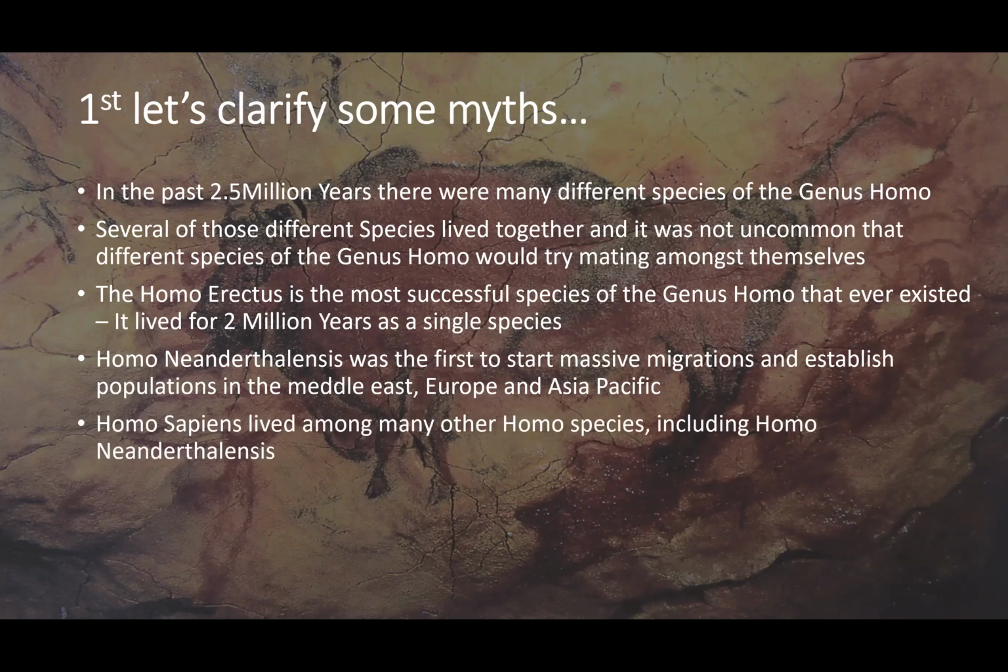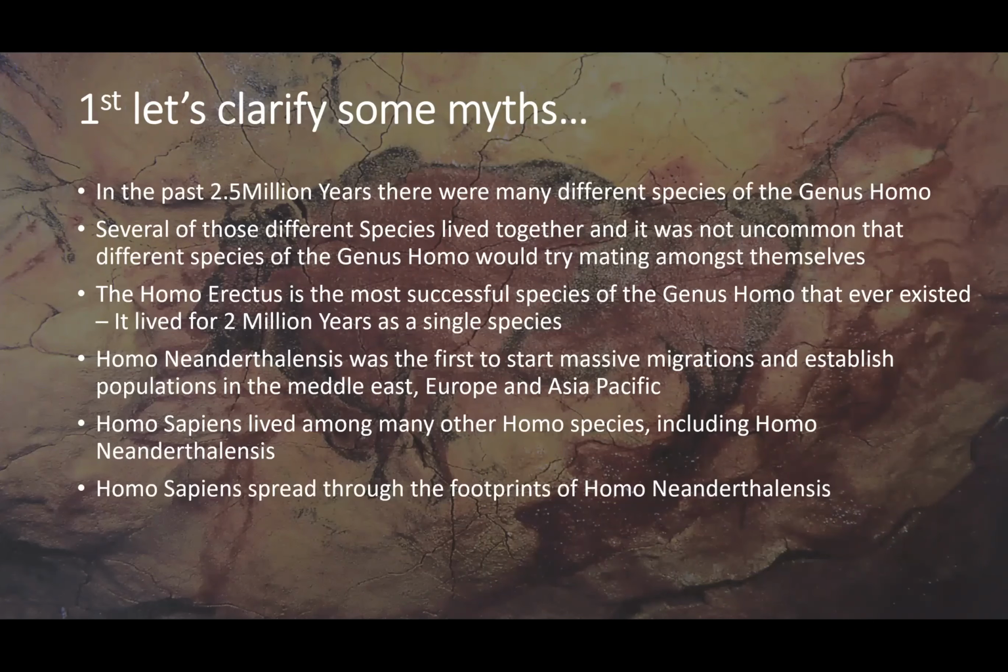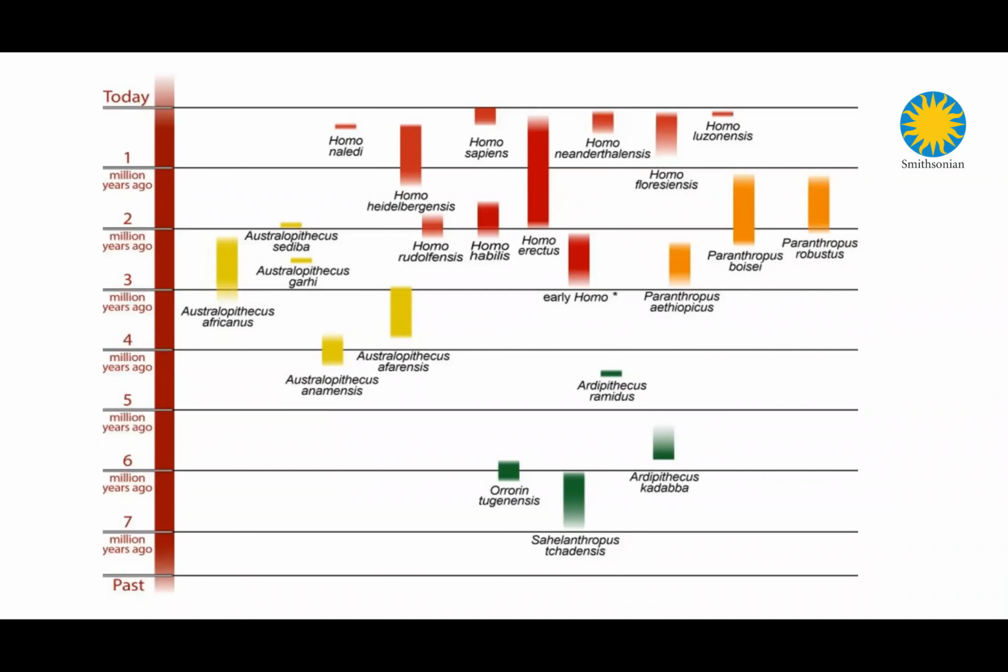And then came Homo sapiens. And we lived among many of the other Homo species, including Homo neanderthalensis. And we spread through the footprints of Neanderthalensis and dominated the world. And this is more realistic. This is according to the Smithsonian Institution. And we are here. So we lived together with Naledi, we lived together with Erectus a little bit, with Neanderthalensis, Luzonensis. All those other types of human beings lived together with us.